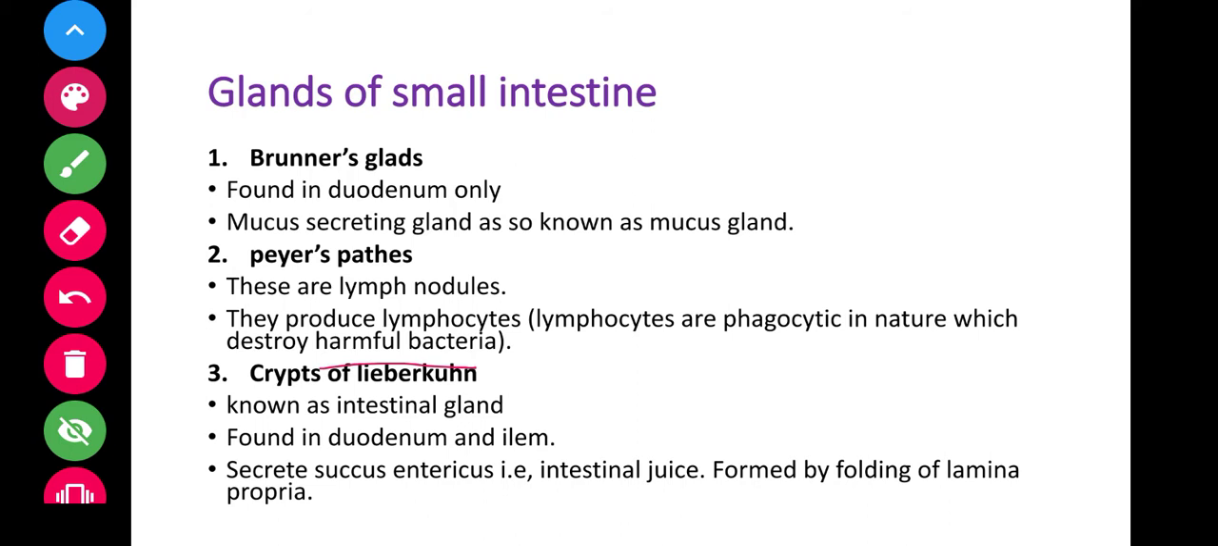Okay, now third one is the crypts of Lieberkühn, also known as intestinal gland. Found in duodenum and ileum. This is important. You have to remember this. Brunner's gland is only present in duodenum and crypts of Lieberkühn is present in duodenum and ileum both. Okay, this secretes succus entericus, that is intestinal juice. Okay, formed by folding of lamina propria.